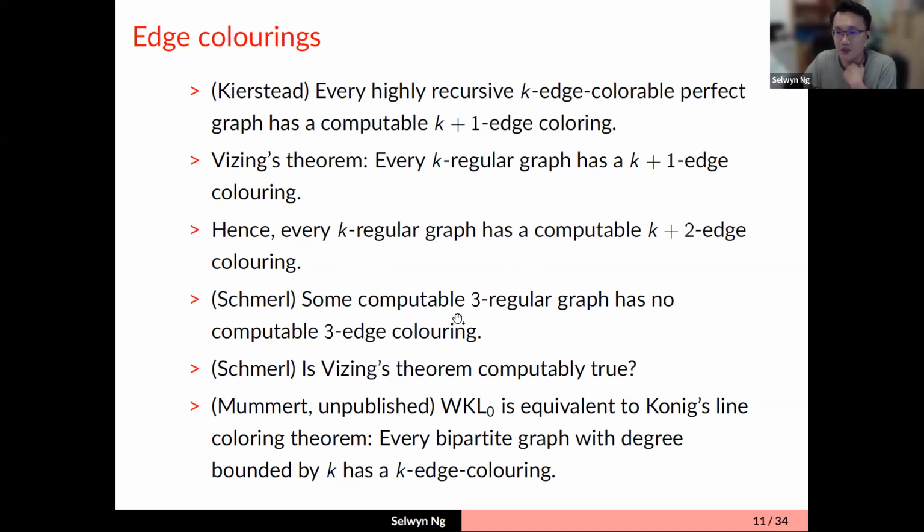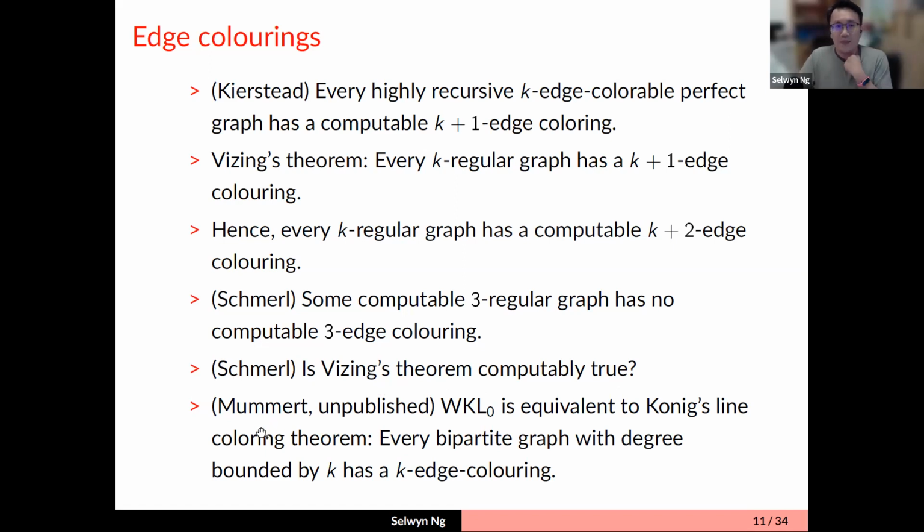And Schmerl shows that you cannot replace k+2 with k, namely, in fact, that there is a 3 regular graph with no computable 3 edge coloring. However, he then asked the question whether Weihrauch's theorem is computably true. Namely, is it the case that every computable k regular graph has a computable k+1 edge coloring? And again, as far as I know, this question is also not known. So I'll just put the second question out there.